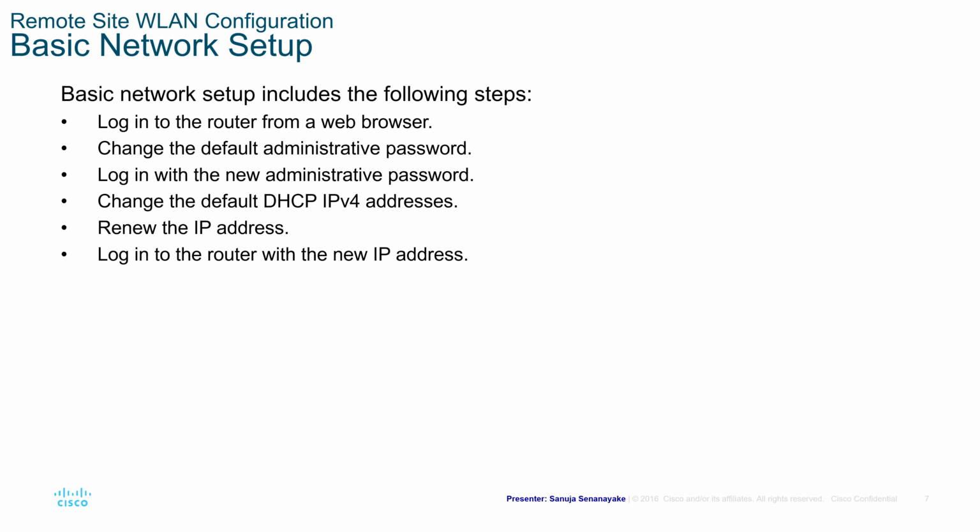Change the default DHCP IPv4 addresses to whatever addresses you would like to have. Renew the IP address. Then you can log into the router with the new IP address. So these are the basic settings of any router that you're going to set up. Whether it's a wireless router or a wired router, you should go through these steps.